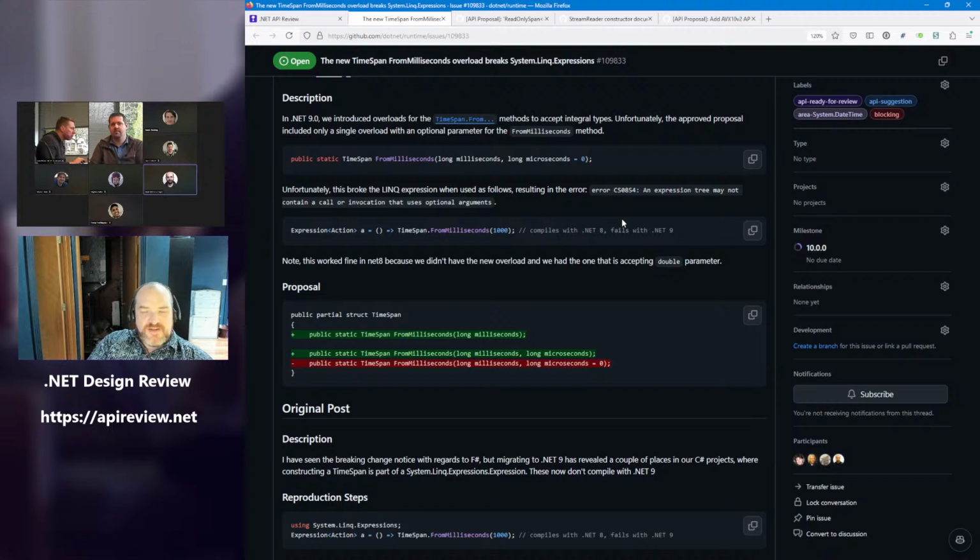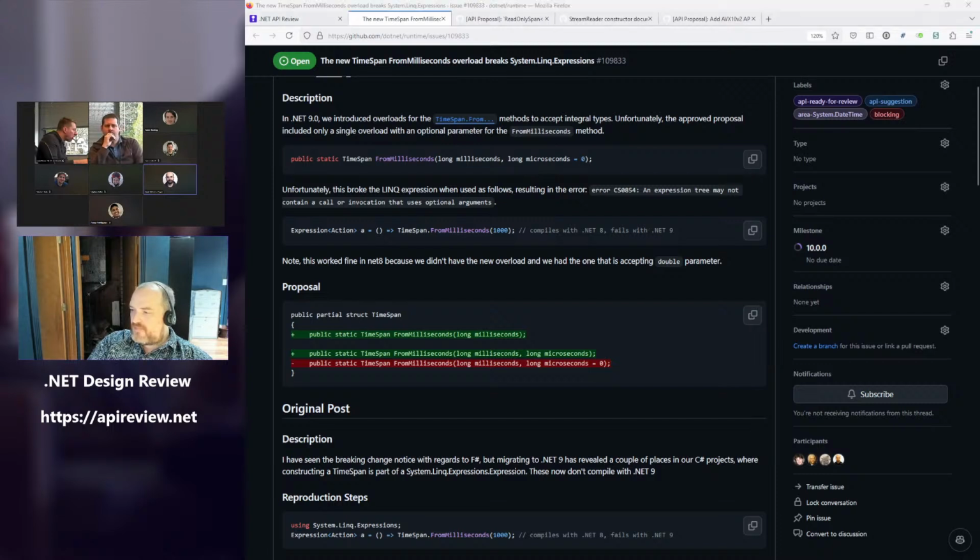In .NET 9, we have exposed some overloads for TimeSpan.From, not FromMilliseconds, I mean from different units. One of them is TimeSpan.FromMilliseconds, which takes a long, and the second optional parameter, which is microseconds. Unfortunately, this broke the LINQ expression, because LINQ expressions don't work with optional parameters. So it picks this one, sees that it's an optional parameter, and produces a compilation error.